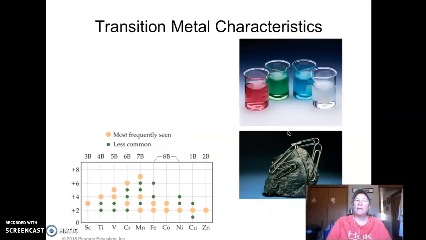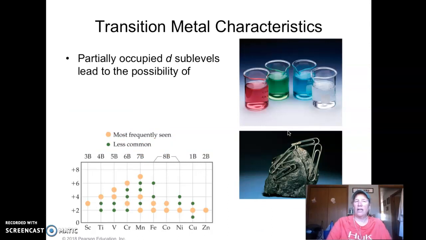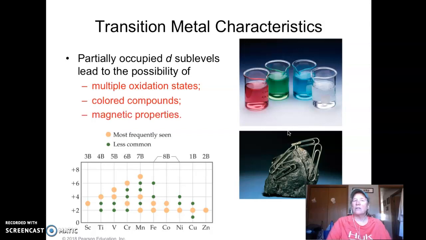Okay. One thing about transition metals is they tend to have a characteristic color. Part of the D sublevels is occupied, so you can end up with multiple oxidations. They can jump around. And then again, you get your colored compounds. And then some of them have magnetic properties. Okay. So you can see some of the colors there. That's when you make an aqueous solution, when you mix them with water.